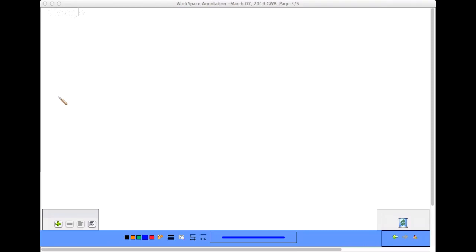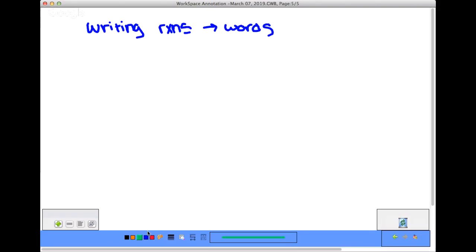All right, so writing reactions into words. So let's look at writing reactions into words. Let's look at an example. I'm going to pull an example from our balancing, from our study guide. The first thing I want to do is go over balancing this problem that we're going to look at.